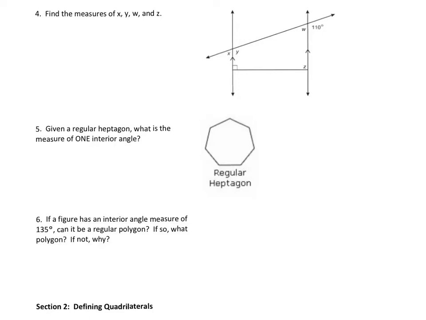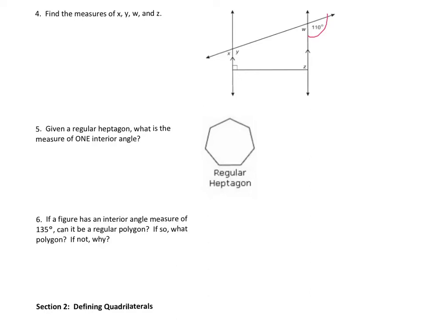Here we have 3 more examples just to illustrate how knowing linear pairs or corresponding angles or interior angle measures is so powerful in being able to find other angle measures. So for example number 4, we need to find the measures of those 4 angles. Well, I see initially that I have this 110 degrees right here.